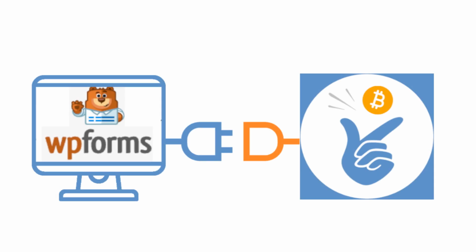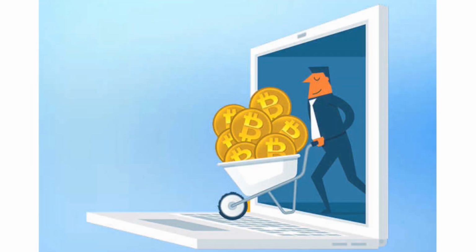If you already have WPForms Pro and your Coinsnap account, just by following these instructions, you can offer Bitcoin Lightning payment within minutes with WPForms. It couldn't be easier or faster.